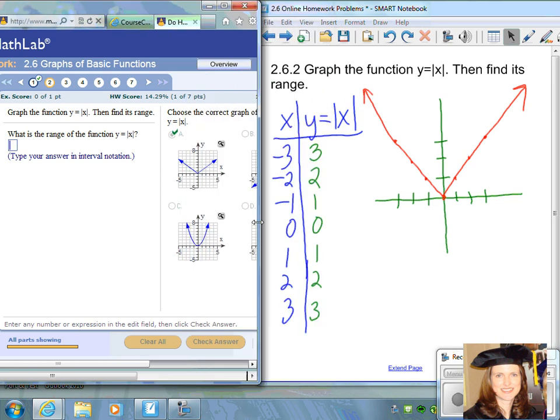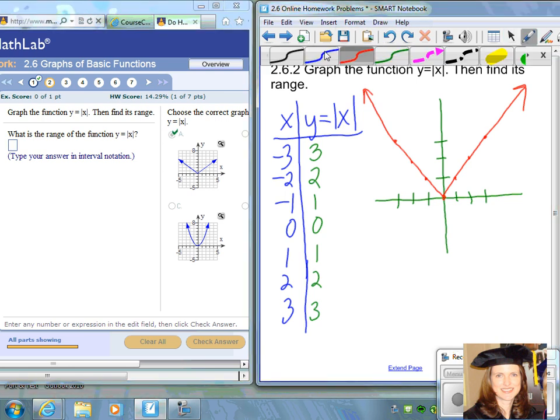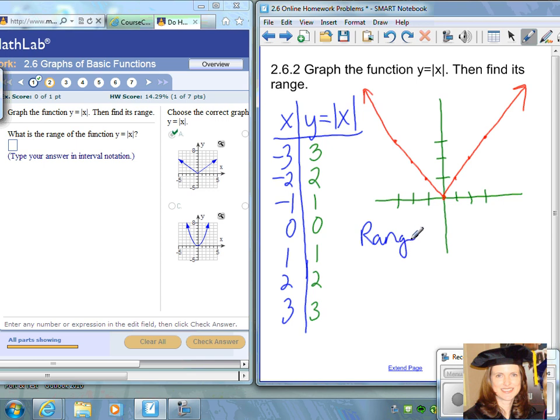Okay, now we want to find the range. To determine the range of the absolute value graph, we want to look at how low the graph goes and how high the graph goes when we want to find the range. The range is low to high. And also that corresponds to the y values. What's the smallest y value that you're going to get out of the function?